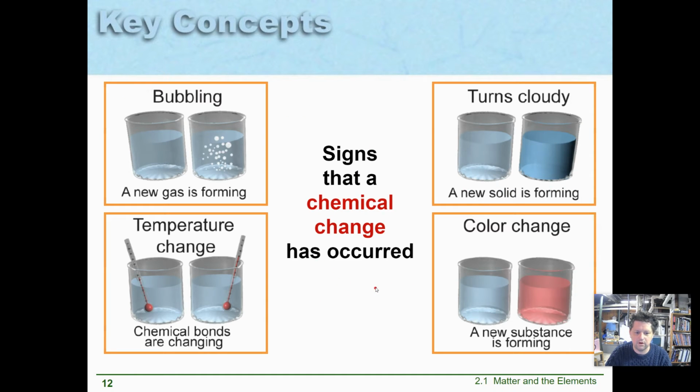So there are some signs that a chemical change has occurred. Bubbling would be the first one. If you've ever put vinegar and baking soda together, you know that they bubble up because a new gas is being formed. Another sign is a temperature change.